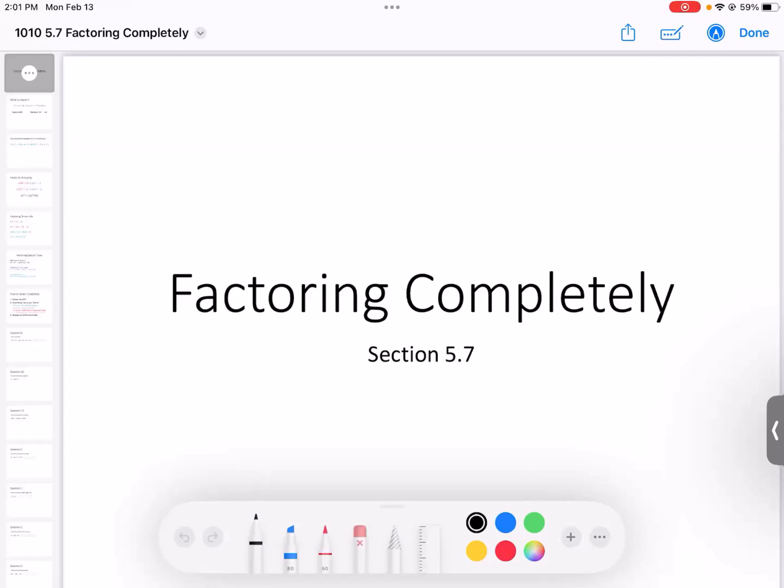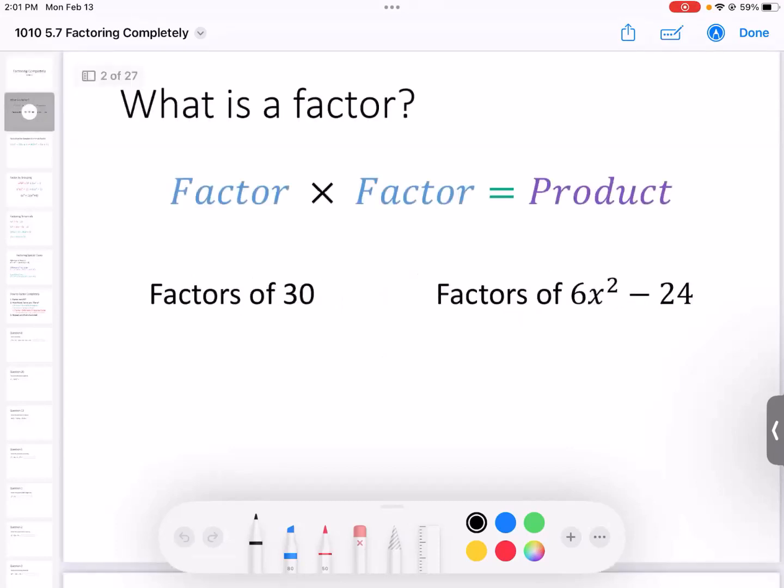So our lesson today, section 5.7, doesn't really have any new stuff that we're learning. It's more so learning how to combine everything we've learned about factoring so far. So as a quick review about factoring, factors are things that are multiplied together. And so if we're trying to factor something, we're basically trying to change the polynomials to be in a form where you have smaller polynomials multiplied together.